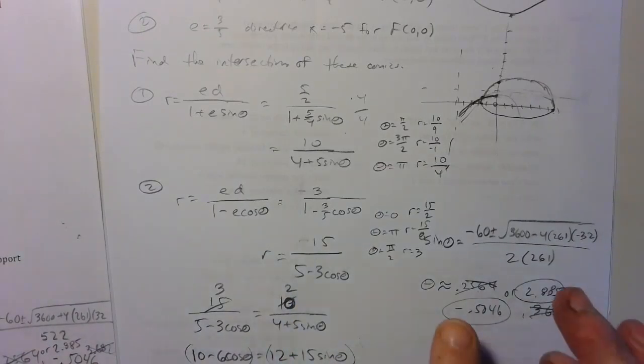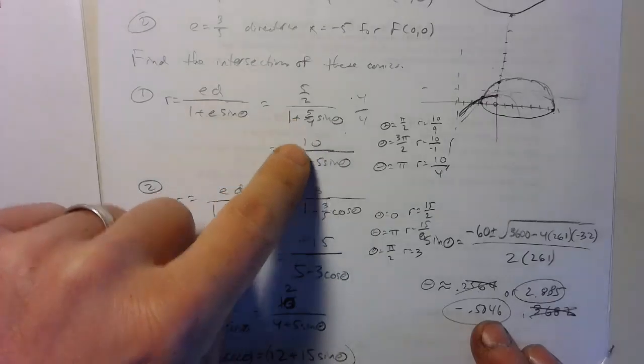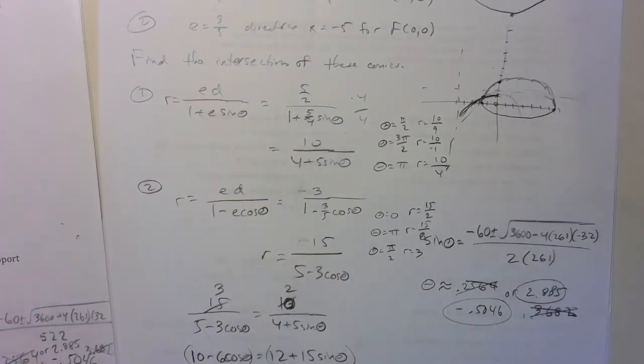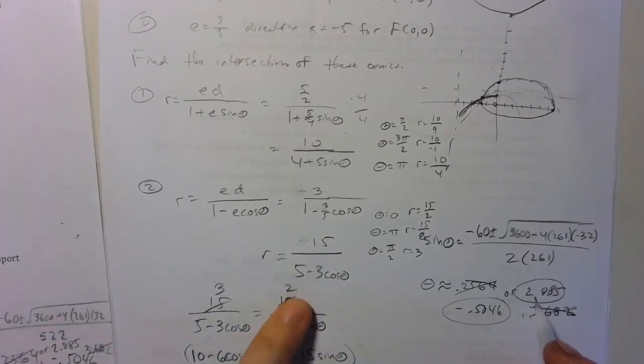Now I take those angles, I plug them into either of these equations that I have, and that will give me the radius at those given points. So if I use this one and plug this into here, I'll get the radius is 1.898, and then 2.885 radians. That's my one intersection.